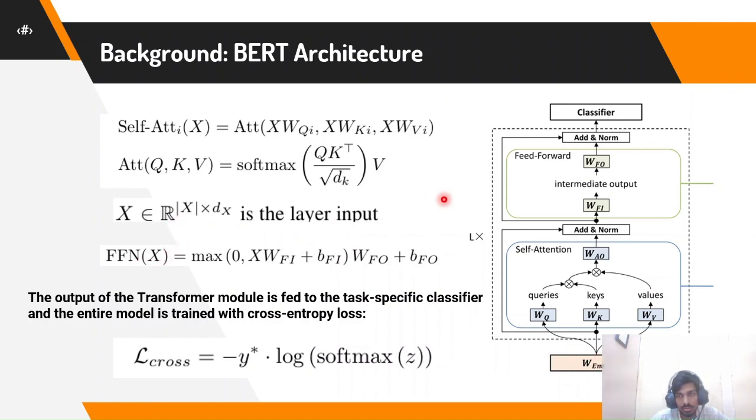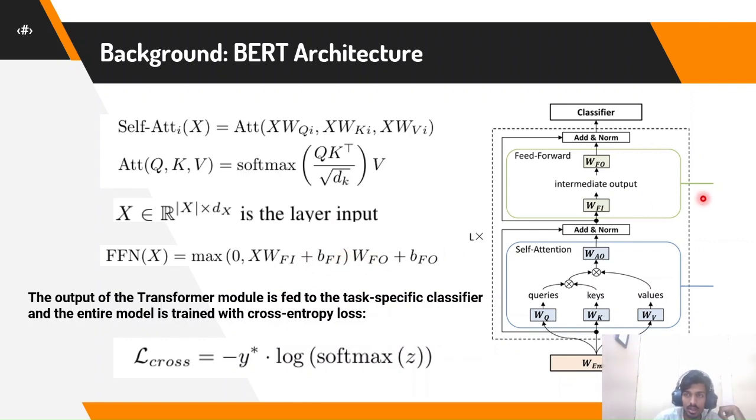And now let's go to the next block, which is the feed forward neural network, where we are using a ReLU function. As you can see, this one is a ReLU function: max of 0 and x WFi plus bFi. Now the b are the bias matrices.